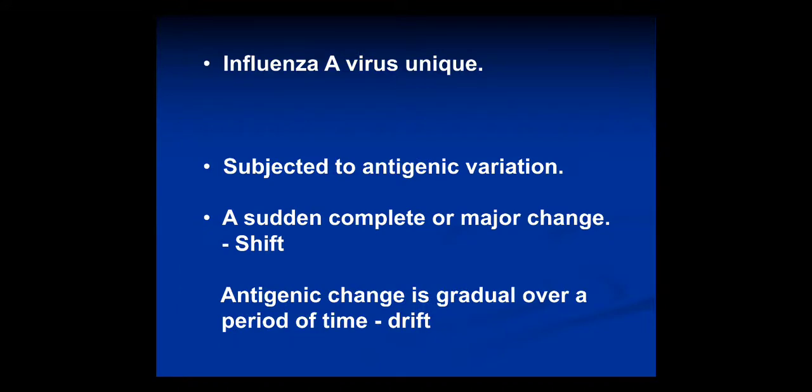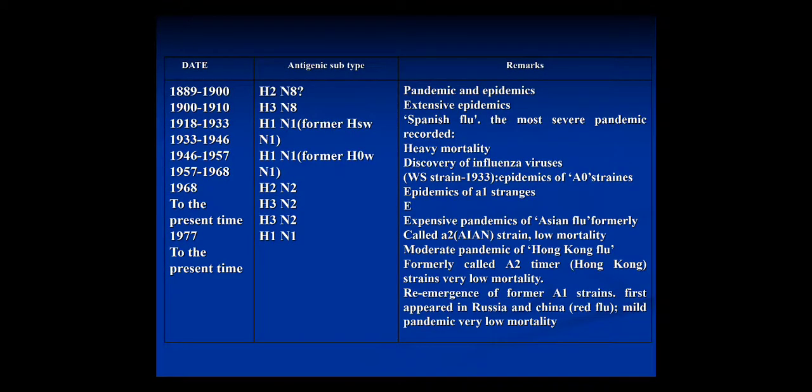Influenza A virus is unique, subjected to antigen variation. A sudden, complete, or major change can occur, called a shift. Antigenic change that is gradual over a period of time is called drift. So you can see there are dates and numbers. For example, it started with 1889, where there was H2N8, which is an older name, and then in 1977 H1N1 came into existence. Right, so now we have COVID-19, also called SARS-CoV-2, the virus.